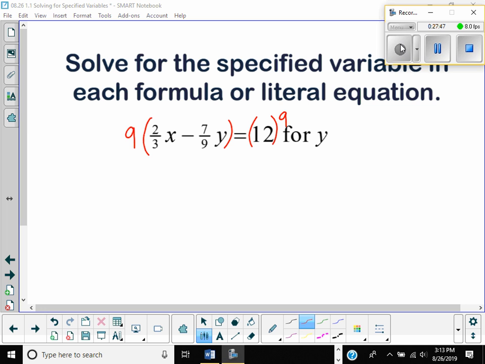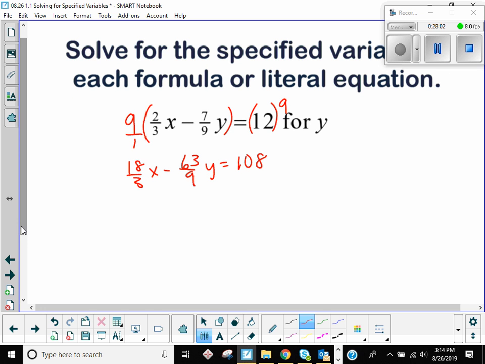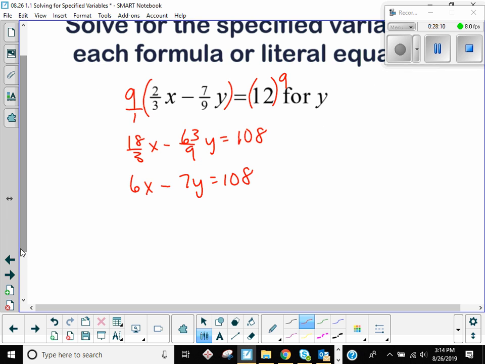So distributing the 9 through gives you, so you're doing across the top, across the bottom. So that's 18 over 3x minus 63 over 9y equals, sorry, 108. 18 divided by 3 is 6. 63 divided by 9 is 7. Okay, so make sure you're here before we move on. Your math didn't go rogue somewhere.